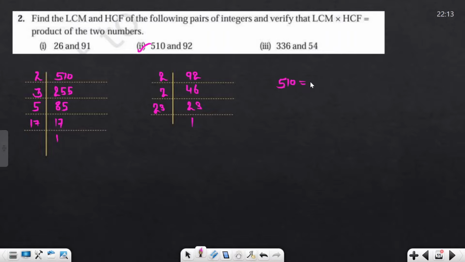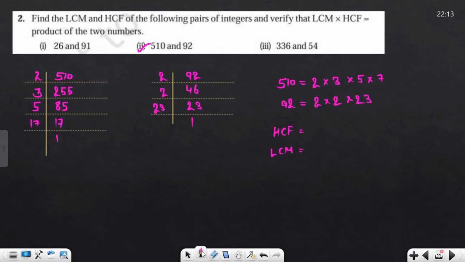510 factor is 2, 3, 5, 7, and 92 factor is 2, 2 and 23. Okay, now again our target is HCF and LCM.